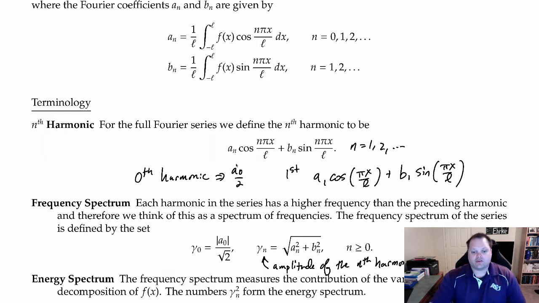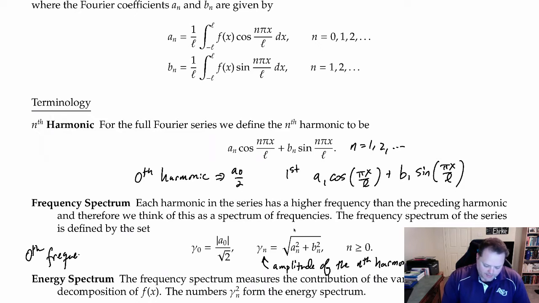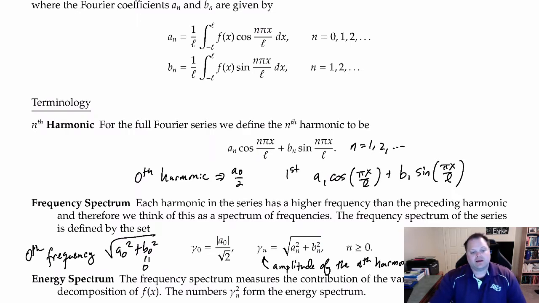And if you take a naught over 2 and you square it, then take the square root of it, right? Which is what you're doing here. So the zeroth frequency would be the square root of a naught squared plus b naught squared, but b naught squared is 0 because there is no b naught harmonic. And so you have the square root of, well, we're almost there, it would be a naught squared over 2, which is where this term is coming from. So this is defined as the zeroth frequency, and then these are the nth frequencies, which are really the amplitudes associated with the nth harmonics.